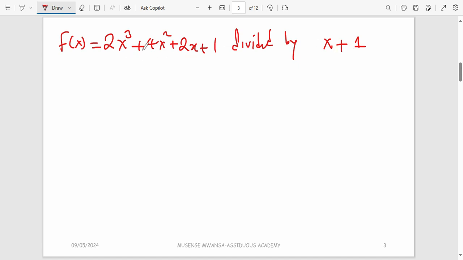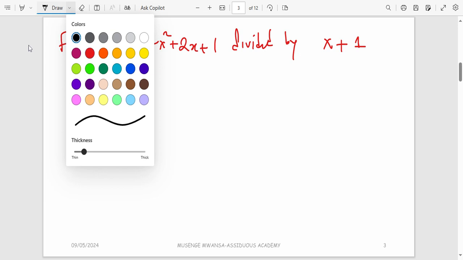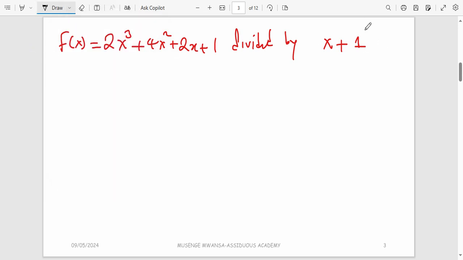Okay. So here is our function. We want to divide it by x plus 1. So the question is find the remainder. How can you find the remainder? The first thing that I'm going to use is the remainder theorem. Simply get this factor and equate it to 0. So if you get x plus 1, you equate it to 0, you're going to find that x is equal to negative 1.